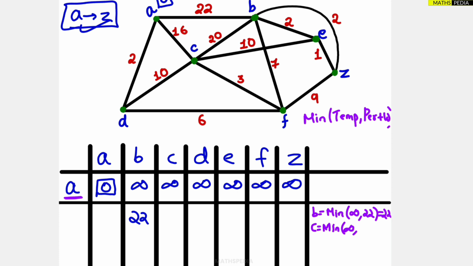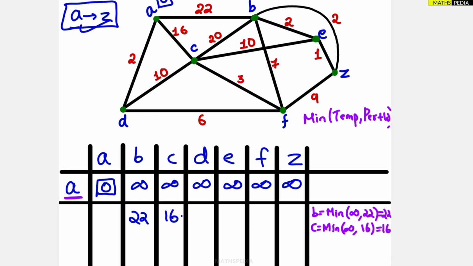Permanent label, as I said, with respect to A only we are calculating. It is fixed, 0. And the weight between A and C is 16. 0 plus 16 is how much? 16 itself. So between infinite and 16, which is the minimum value? 16. So the new value of C becomes 16.